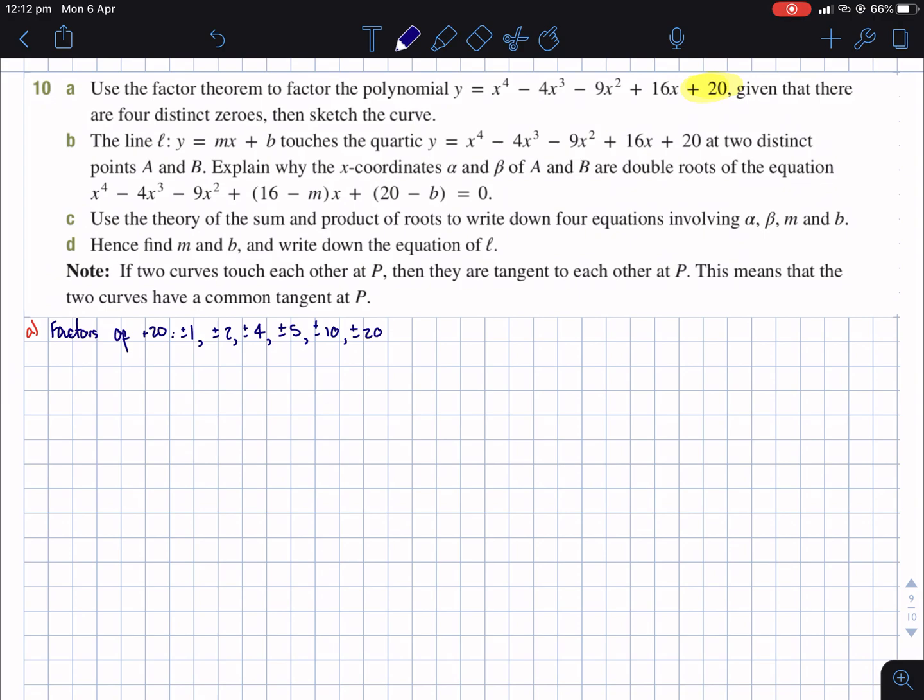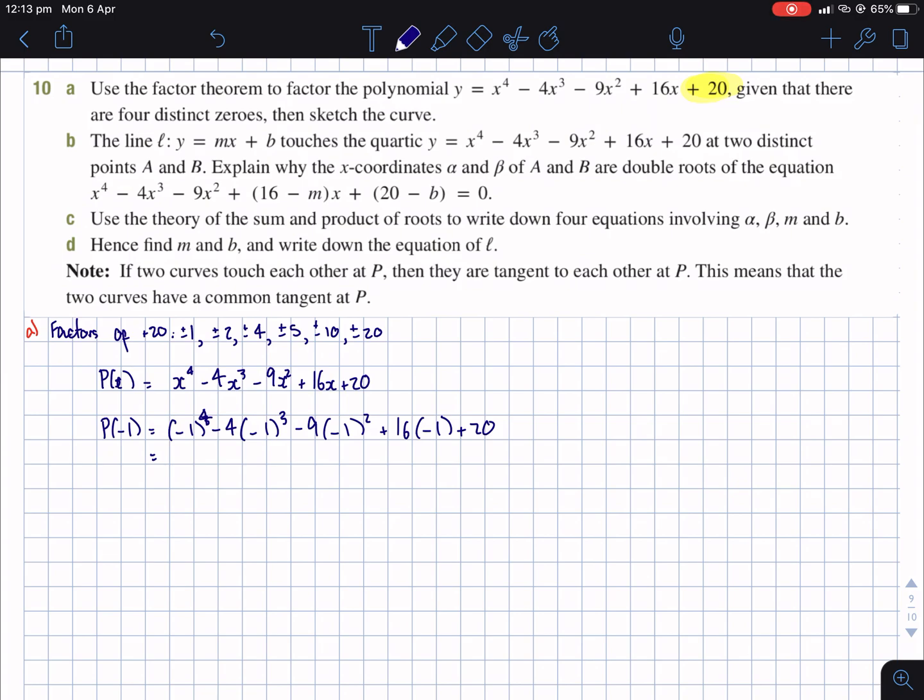So if I have p of x equals x to the 4, take 4x cubed, take 9x squared plus 16x plus 20. I'm going to start smashing all of these in. So let's start off with negative 1. So I've got negative 1 to the 4, take 4 times negative 1 cubed, take 9 times negative 1 squared, plus 16 times negative 1 plus 20. All right, smashing it out on the calculator.